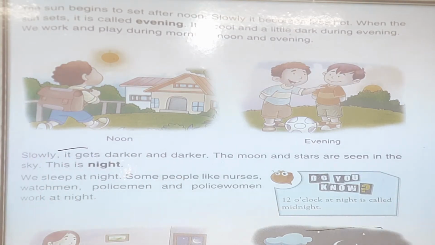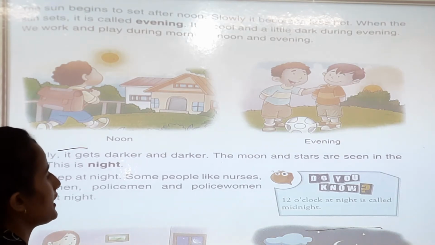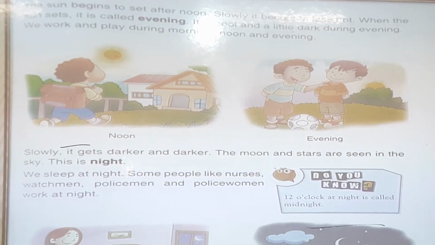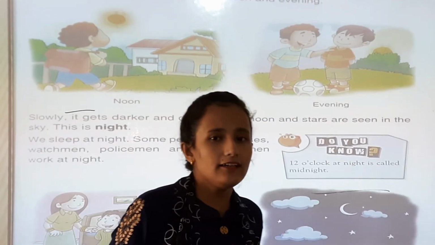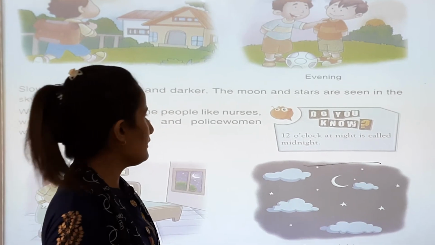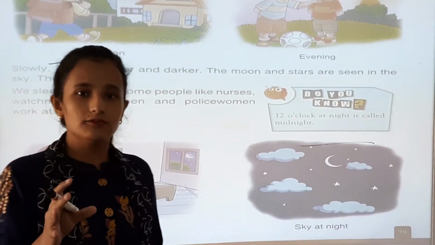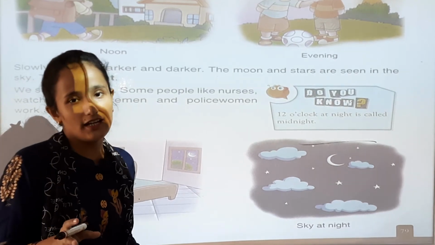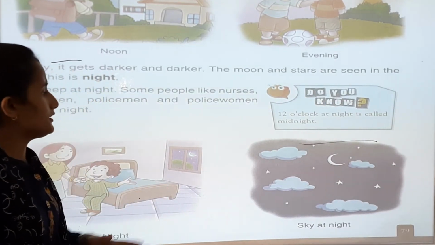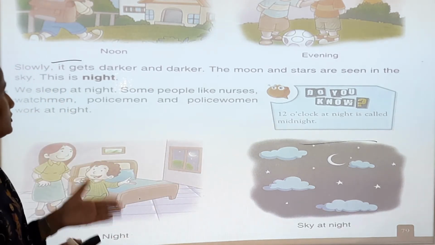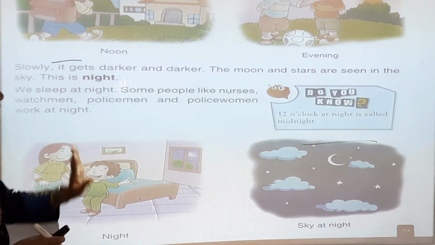Okay, now slowly it gets darker and darker. The moon and the stars are seen in the sky. This is night time. So how will we know that it is night time? Because we are seeing that the sky is getting darker and darker. So with the help of the sky, we can say it is going to be night. This is night time.